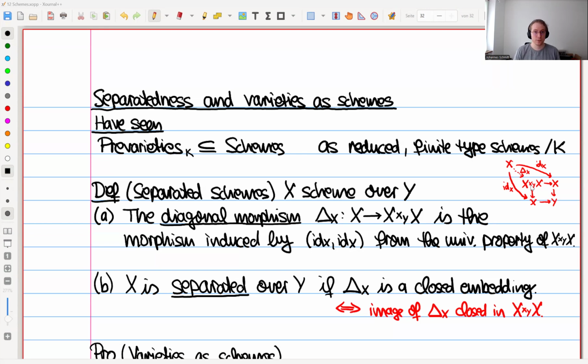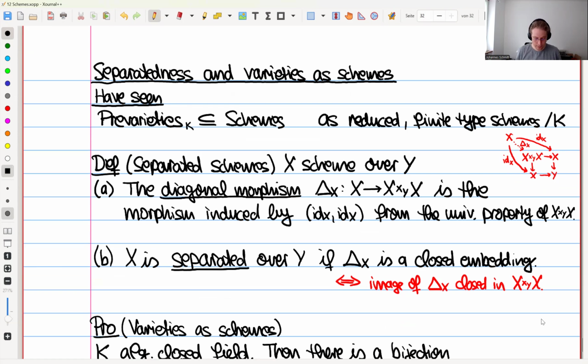So we exactly apply this universal property and get this diagonal morphism. And then we define X to be separated over Y if this diagonal morphism is a closed embedding. So this we defined already. This just means that locally on an affine cover, it looks like this Spec of R modulo J going to Spec R. In this case, actually, we won't really need this or prove this, but in fact, this is equivalent to saying that the image of this morphism, just on the level of sets, is a closed subset of this fiber product. So in this case, this would be enough.